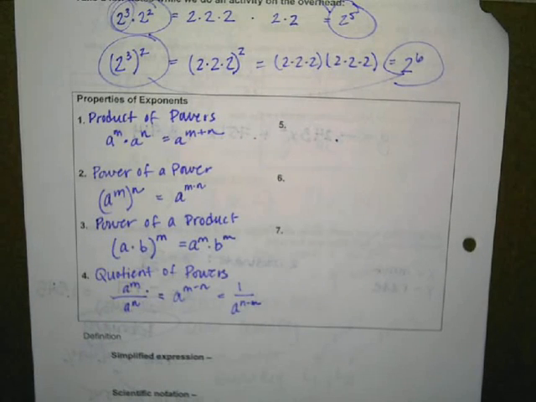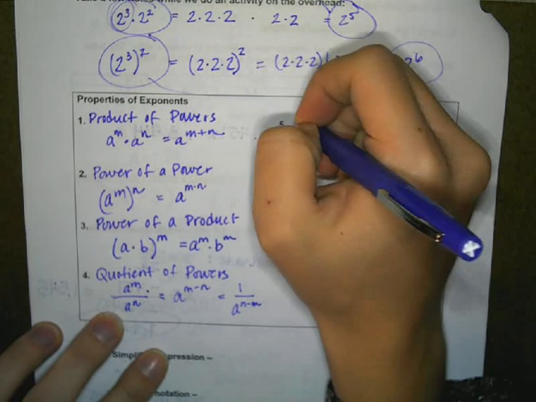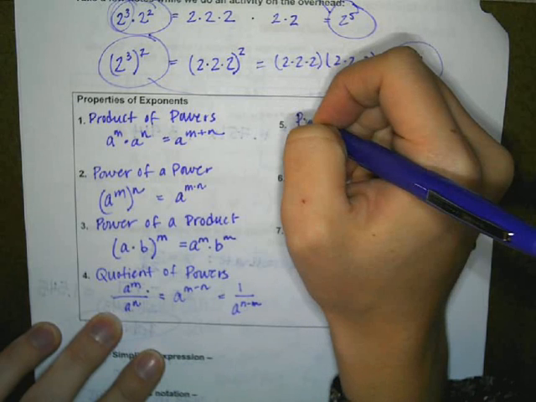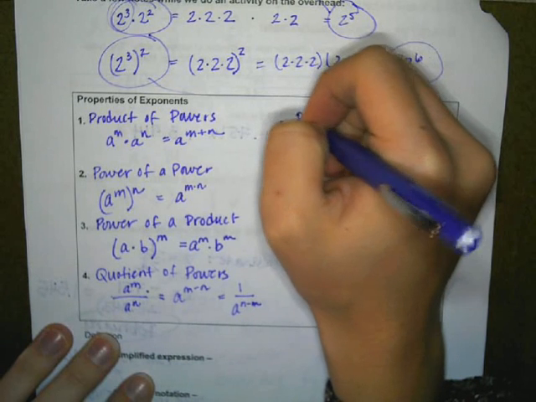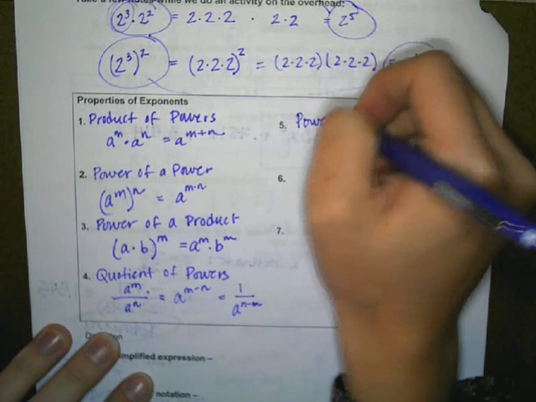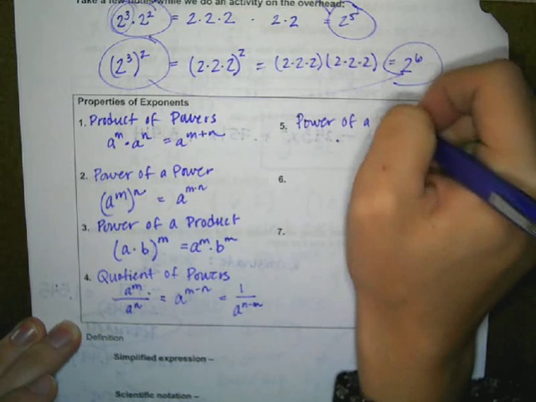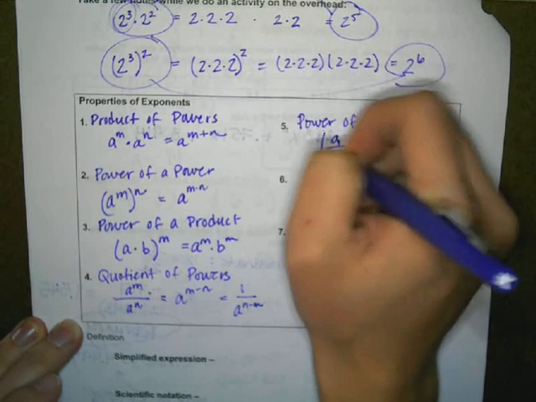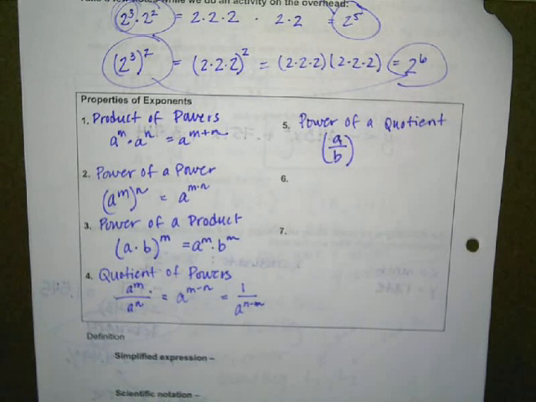All right, we have a power of a quotient. This is our next one. And that's if you're dividing two different things. So maybe this is like 2 divided by 3.